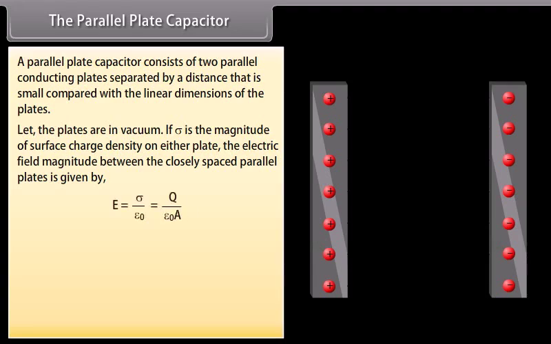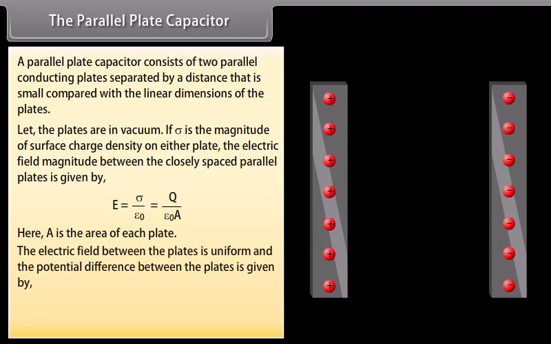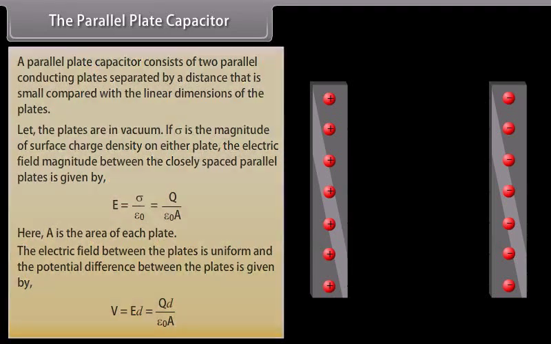But sigma is equal to Q by A. Put the value of sigma in the above equation. We get E is equal to Q divided by epsilon naught A. Here, A is the area of each plate. The electric field between the plates is uniform and the potential difference between the plates is given by E D, which is equal to Q D upon epsilon naught A.